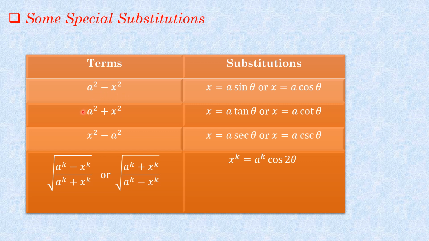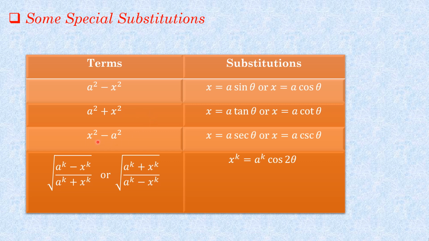if inside an inverse trigonometric function there are terms like a square plus x square, then we take x equal to a tan theta, or you may take x equal to a cot theta also. Generally we apply x equal to a tan theta. So using that, we get a square plus a square tan square theta. Then a square can be taken common, and 1 plus tan square theta is equal to sec square theta.